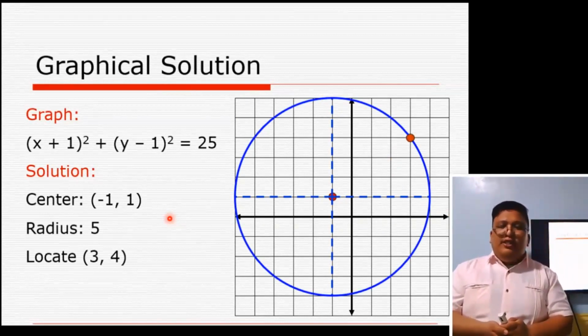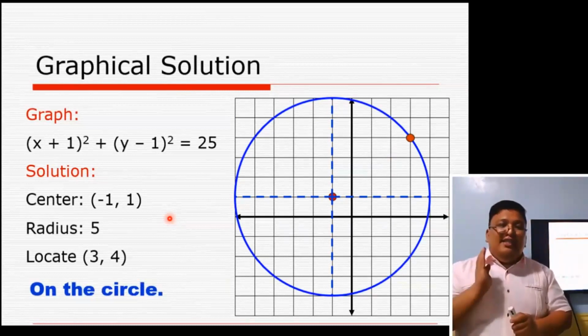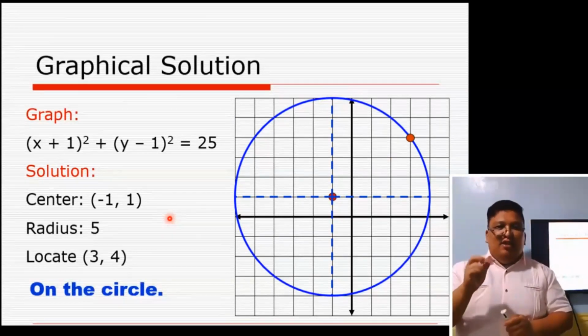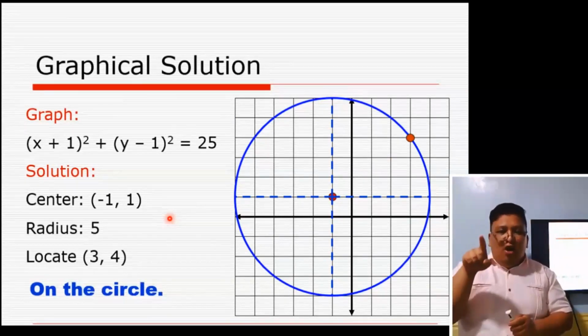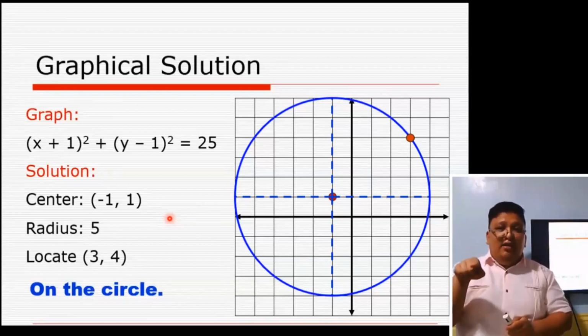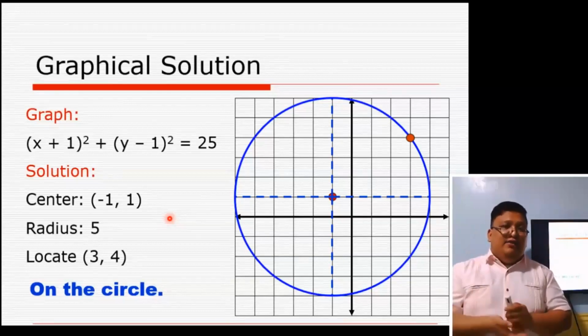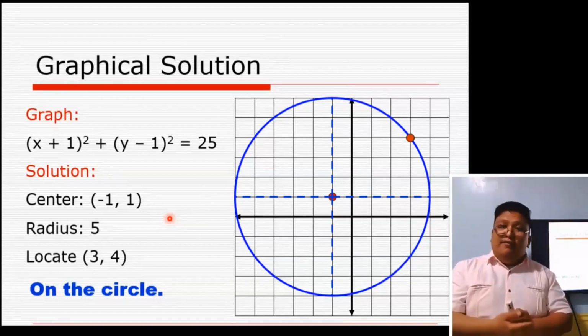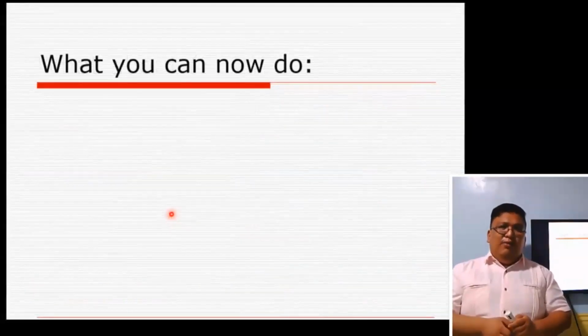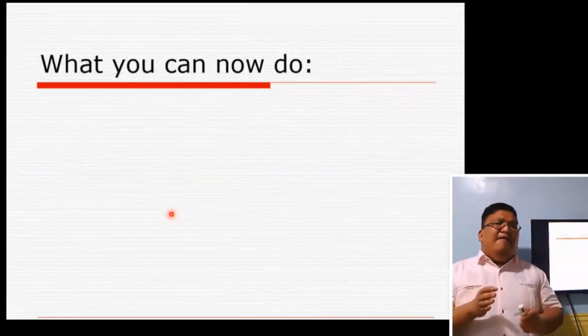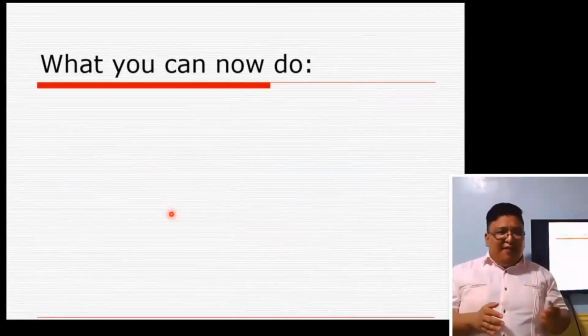Therefore, we can now answer the question. It is on the circle because it lies on the outline, or the line of the circle, or the circumference of the circle. Now, what can you do after all the things that we've discussed and you've answered?